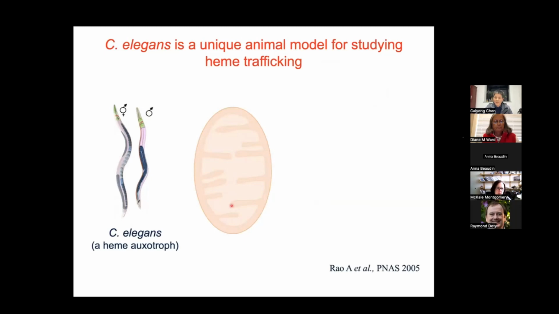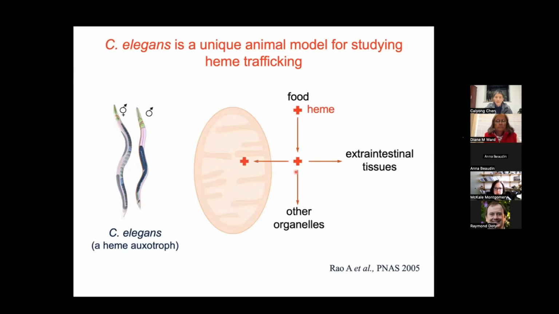C. elegans lacks the whole heme biosynthetic pathway, but it has many hemoproteins, including globins, cytochromes, cytochrome P450s, catalases, and soluble guanylate cyclases. Because there is a low endogenous heme production, C. elegans need to acquire heme from the food. Once the heme gets into intestinal cells, it needs to be delivered to hemoproteins present in mitochondria and other organelles.